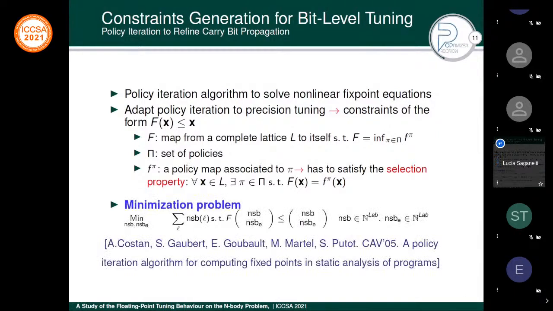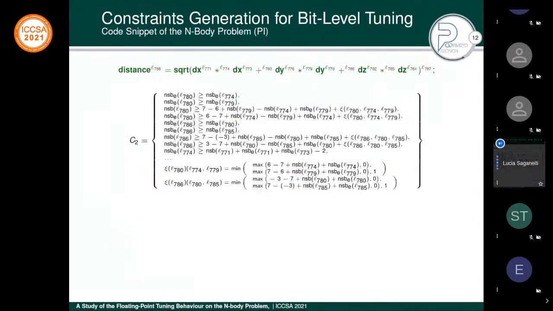So the minimization problem that you are interested in is to minimize the sum of the NSB of the errors, such that this equality is always verified. After applying the policy iteration technique, and if we take the same line that we have already analyzed, we will generate another set of constraints, as you can see here, the set C2.